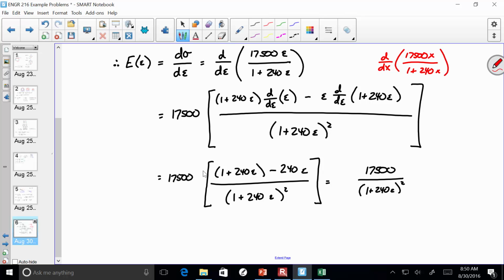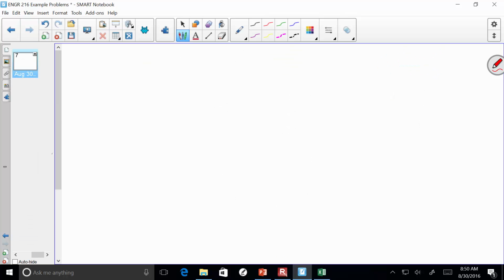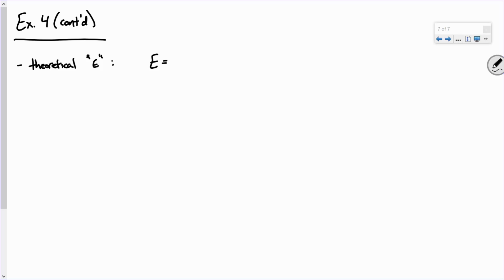So I'm going to go on to the next one. So, for a theoretical E, we can say if E is 17,500 over 1 plus 240 epsilon squared, therefore what we can use for our calculations is E at 0.